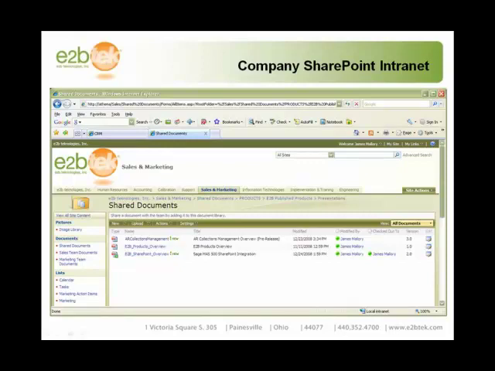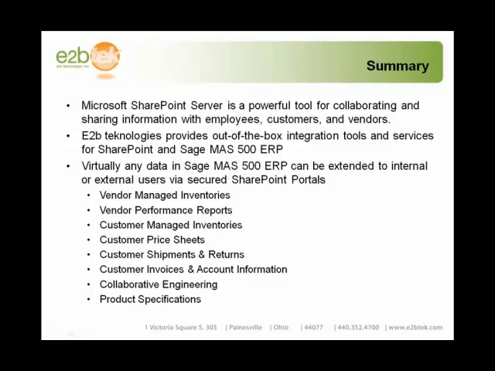So in summary, Microsoft SharePoint Server is a very powerful tool for collaborating and sharing information with employees internally, with customers, and with vendors. e2b Technologies provides out-of-the-box integration tools and services for SharePoint and Sage MAS 500 ERP. And since we are experts in Sage MAS 500 and SharePoint, we can deploy virtually any of the information from within Sage MAS 500 or any of your external applications via SharePoint to secured portals, providing information in real time to your customers, your vendors, and your employees.